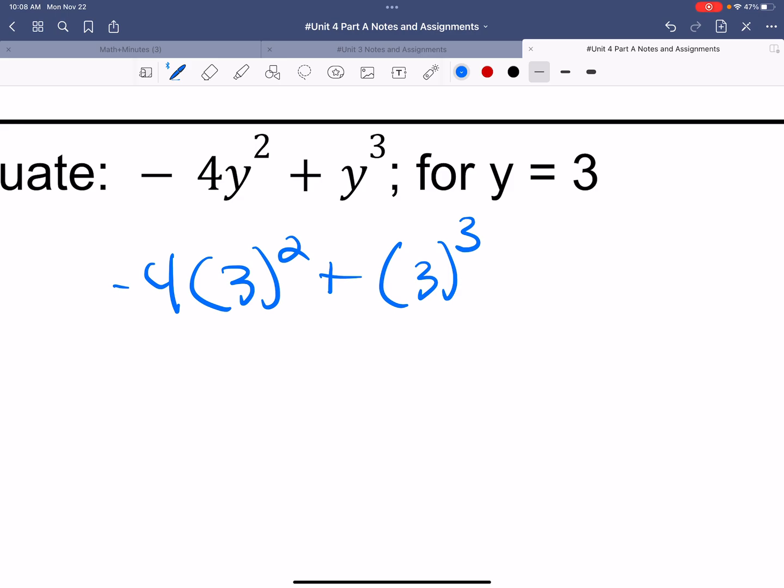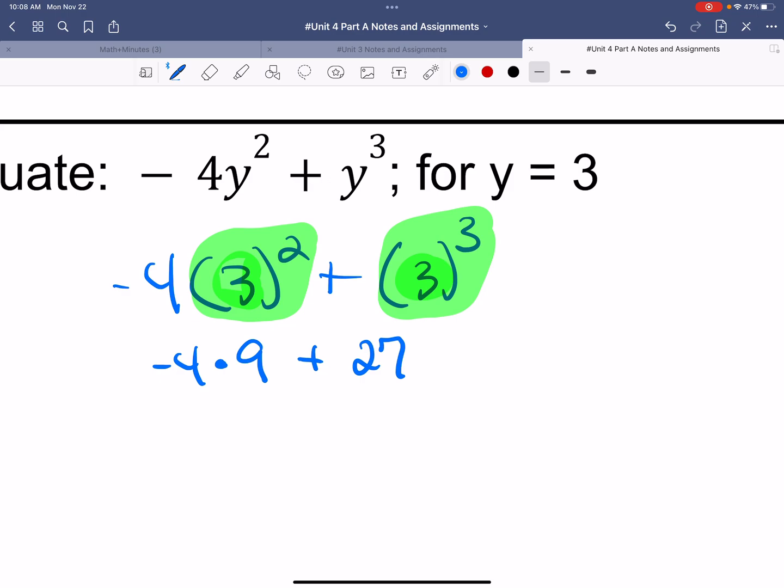Yep. There is nothing I can do inside the grouping symbols, right? It's just a single number inside there. So doing something here doesn't do me any good. However, next I do exponents, and here are my exponents. I deal with the exponents. You can deal with them both at the same time if you want. That would be fine. What do we get? -4 times 9 plus 27.